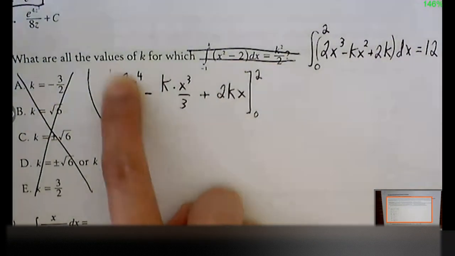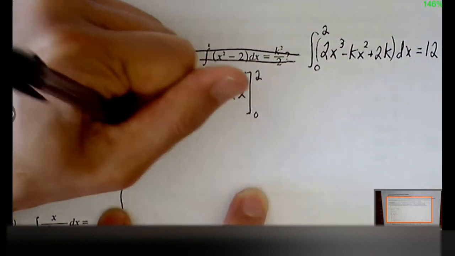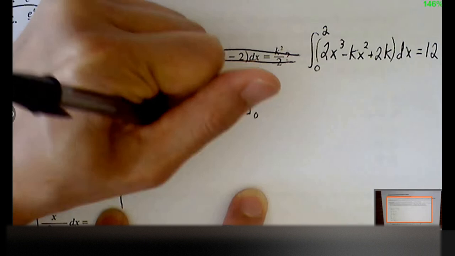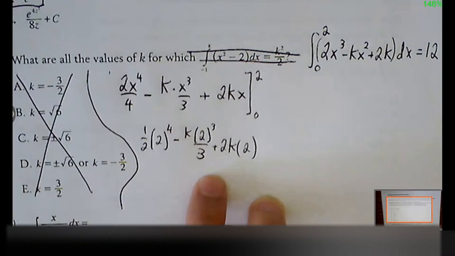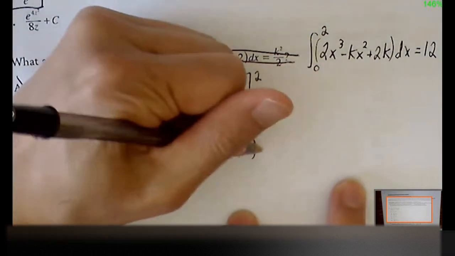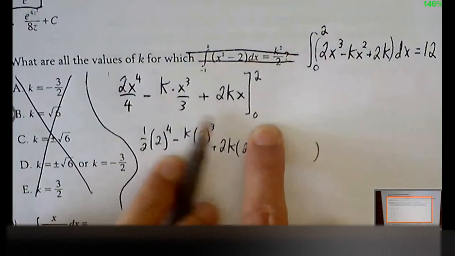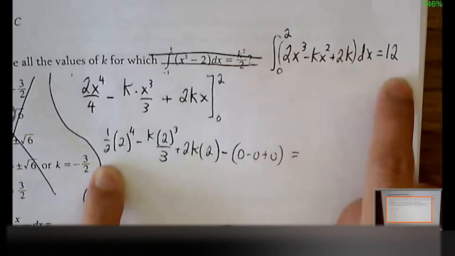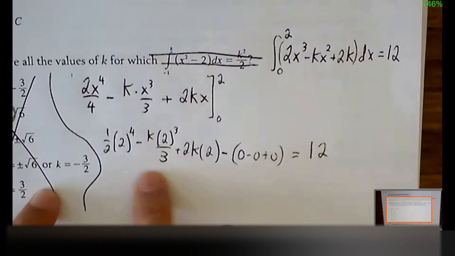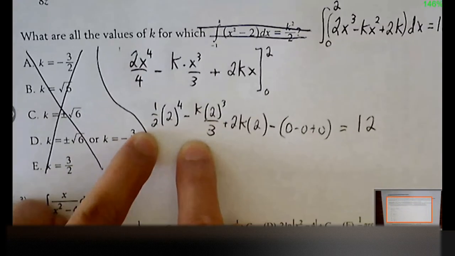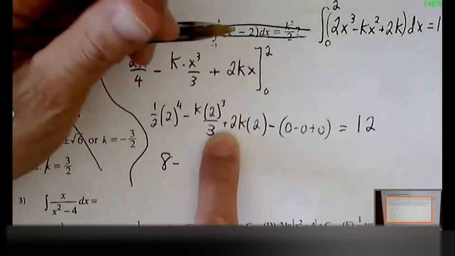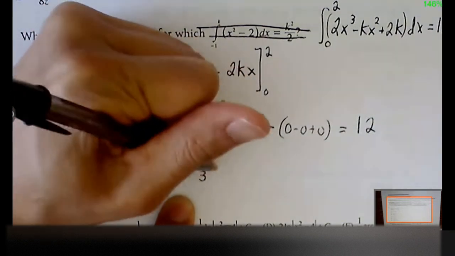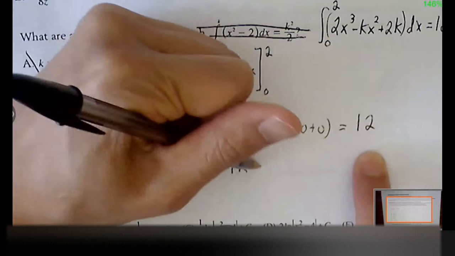Upper bound first. This reduces to be 1/2. So upper bound gets evaluated first, minus big parentheses, and then we do 0 minus 0 plus 0. And then ultimately, we want the result of this left side to be equal to 12. And now we're just hoping that we can work our way down to solving for k. Okay, so 2 to the 4th is 16. 16 over 2 is 8. 2 cubed is 8. 8k over 3. I'm going to subtract the 12 from both sides.